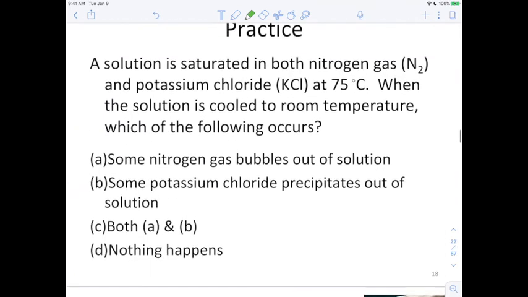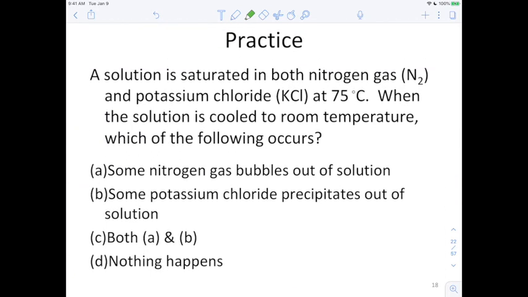Okay, so one last thing is I want to try this one as practice. It says a solution is saturated in both nitrogen gas and potassium chloride. By saturated, I mean it's got everything it can have in there. It is stuffed, no pie, I've had enough. So it's saturated in nitrogen gas and potassium chloride, and this is a solid. And it's at 75 degrees Celsius currently.